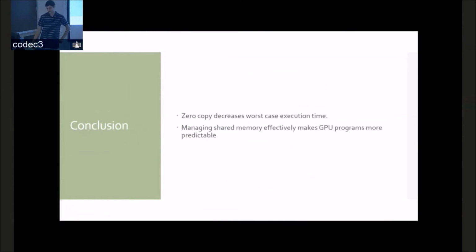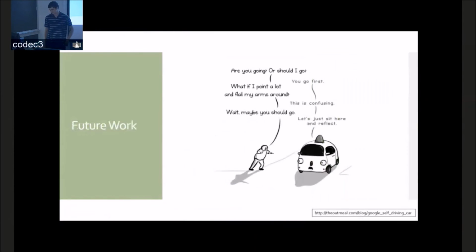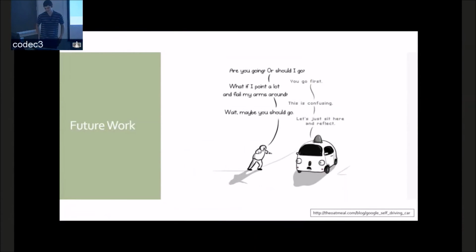So in conclusion, if we are able to effectively manage our shared memory using something like 0 copy or other techniques to alleviate contention in the memory, we can lower the worst case runtime and make our GPU programs more predictable. There's still a lot more work to do with autonomous driving. Like, even if we can make our programs behave deterministically, then the algorithms and the decisions we make based on the models we build have to make the right decisions. Thanks.